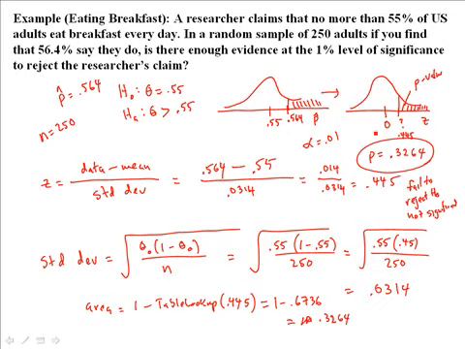Okay, and let's see if we can make sense of what we're trying to do. Our researcher claimed that no more than 55% of U.S. adults eat breakfast every day. And according to our test here, we tend to believe that, because we failed to reject that claim. We found that our p-value was pretty big, 0.32 compared to the 0.01. So we tend to believe this H0 in this case. We believe that the researcher was telling the truth.